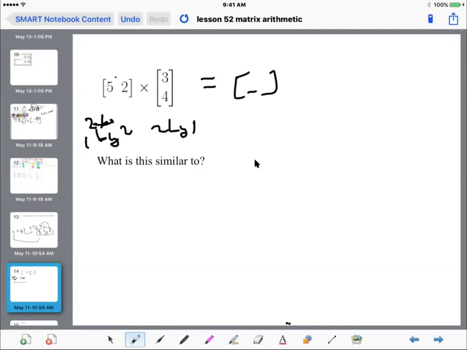And it becomes 5 times 3 plus 4 times 2, which is 15 plus 8, which is 23. Now, it is not just the number 23, though. It is the 1 by 1 matrix 23.